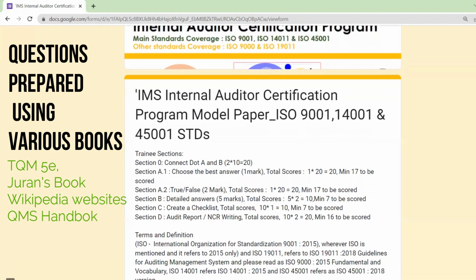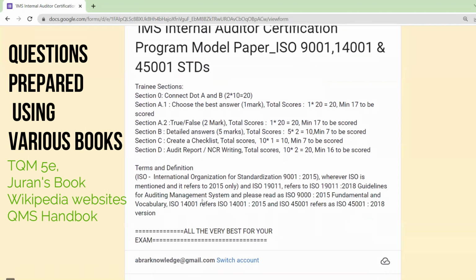Wherever in this standard we use ISO, it means International Organization for Standardization, and it refers to 2015. Wherever ISO is mentioned, it is only referring to 2015. ISO 19011 means we are referring to ISO 19011 2018. Wherever 9000 is there, it is fundamentals and vocabulary. Wherever ISO 14001 is there, we are referring to the 2015 version. And wherever we refer to ISO 45001, we are referring to 2018.